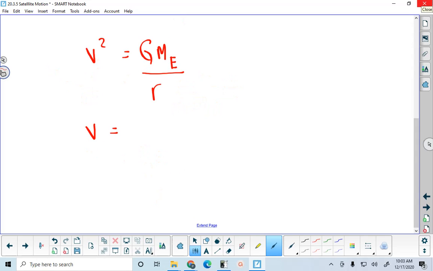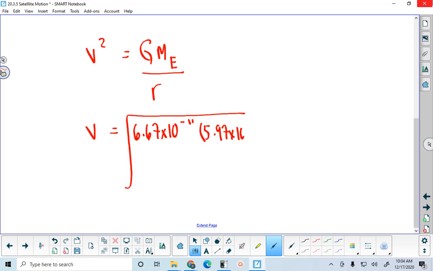V will be the square root of g. Look at the power of the things we're learning here. You can find out how fast the moon moves based on the distance from the Earth. Times 5.97 times 10 to the 24 kilograms. These are numbers I'm pulling off of the formula sheet.